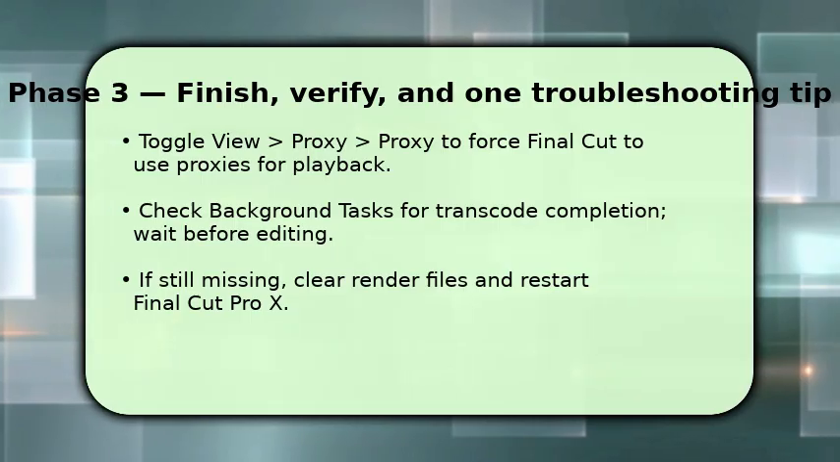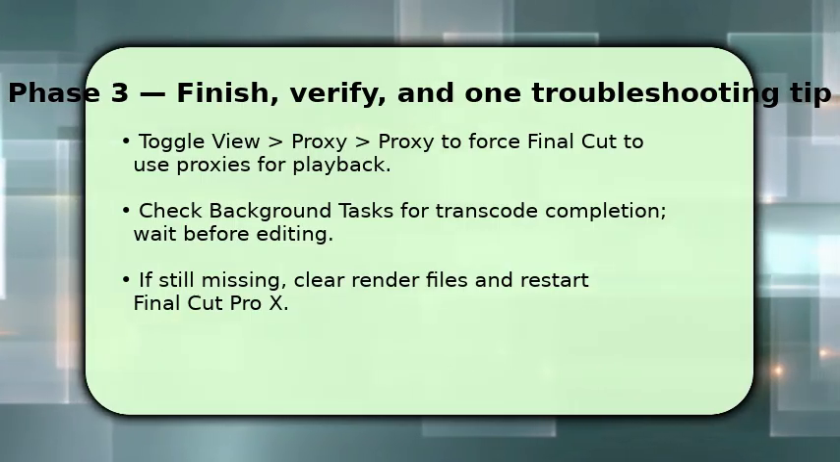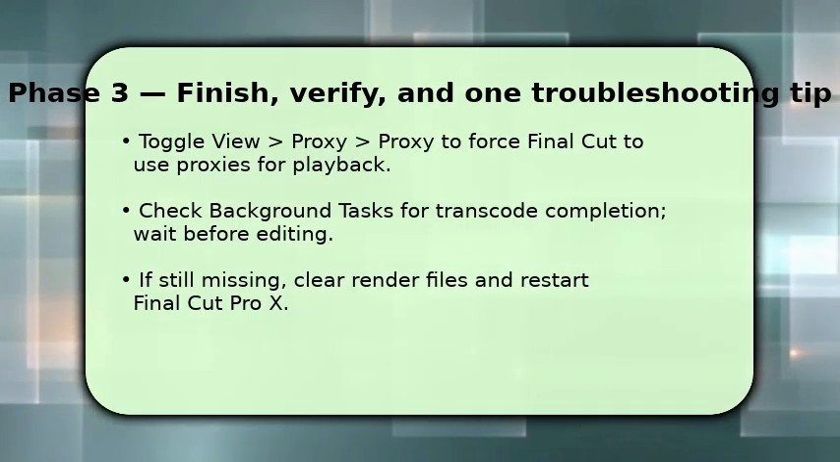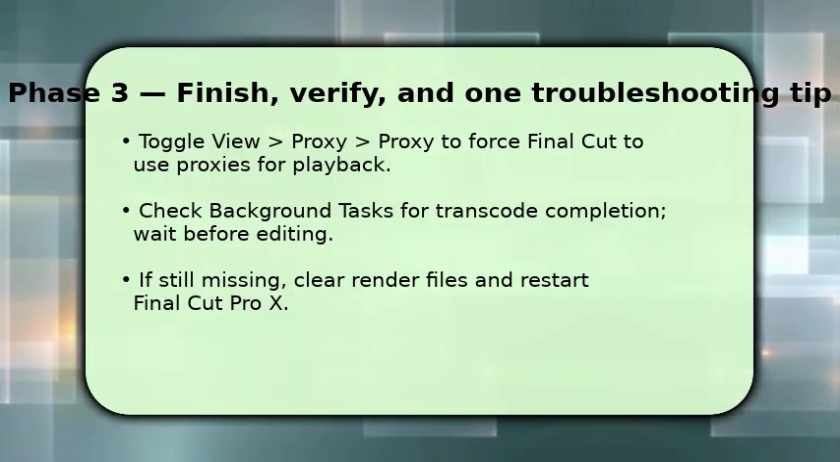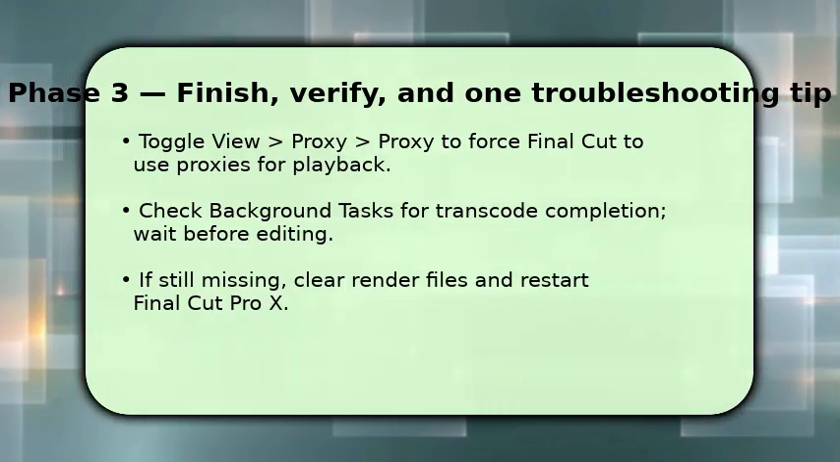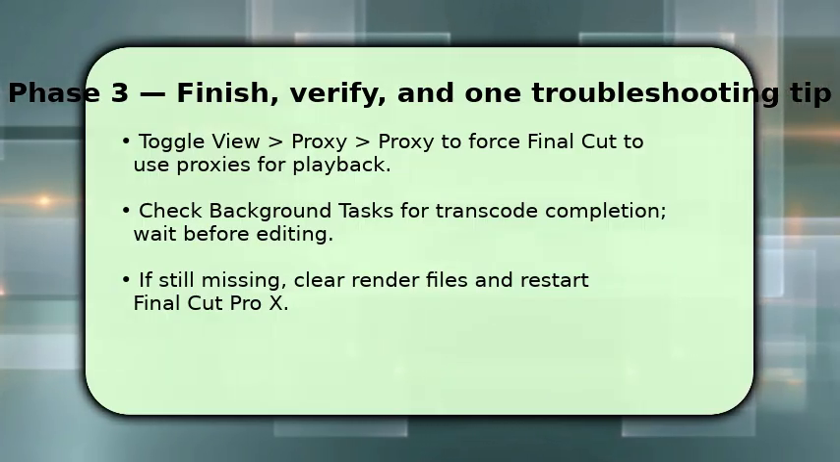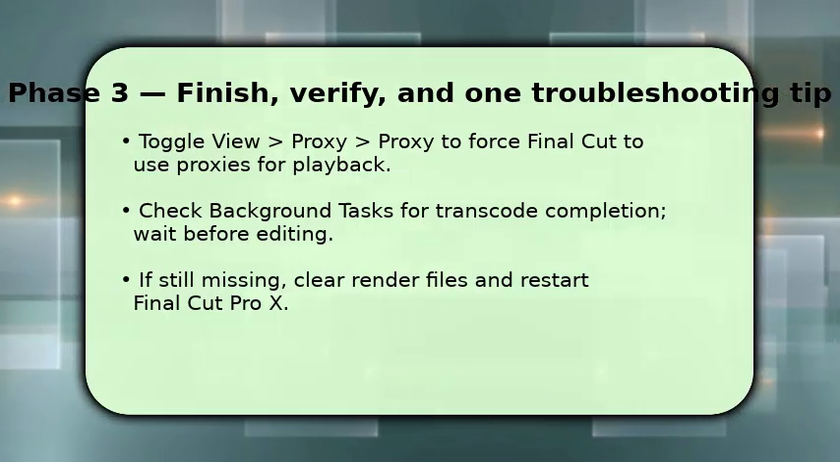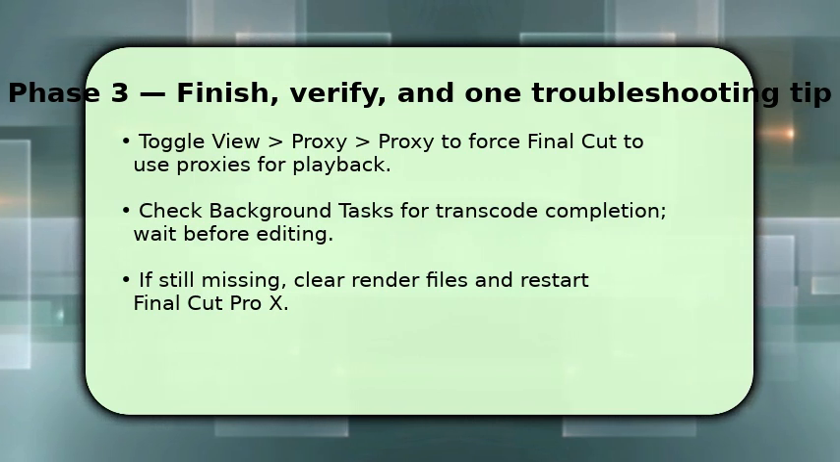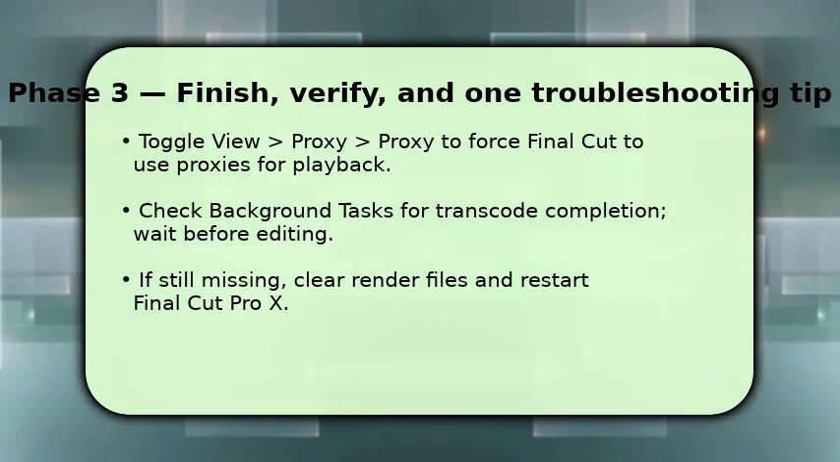If problems persist, clear render and cache files, restart Final Cut, and relink once more. This often clears stale references. One troubleshooting tip: if proxies still fail, inspect file permissions on the proxy folder. Incorrect permissions block Final Cut from accessing proxy files.